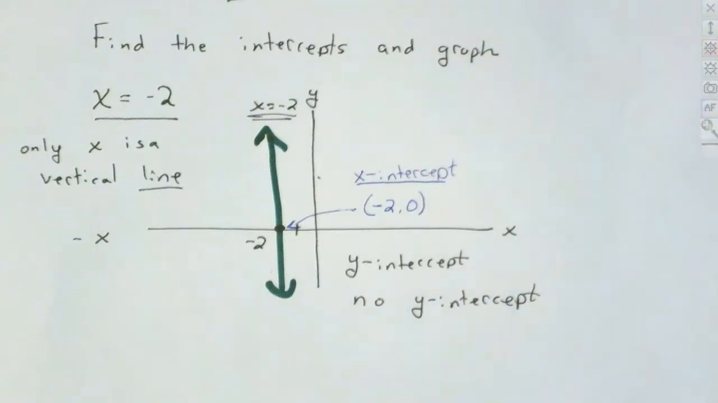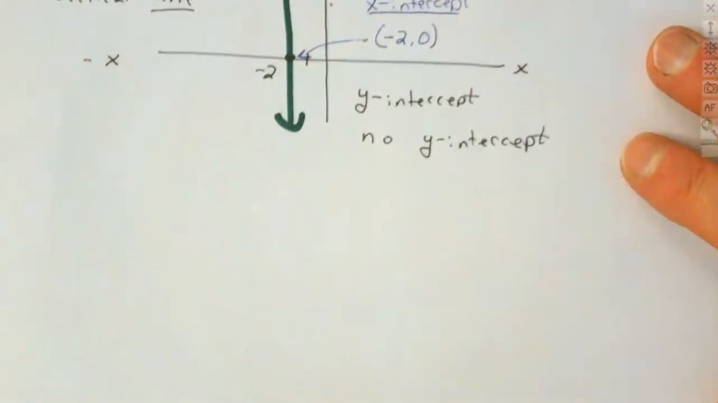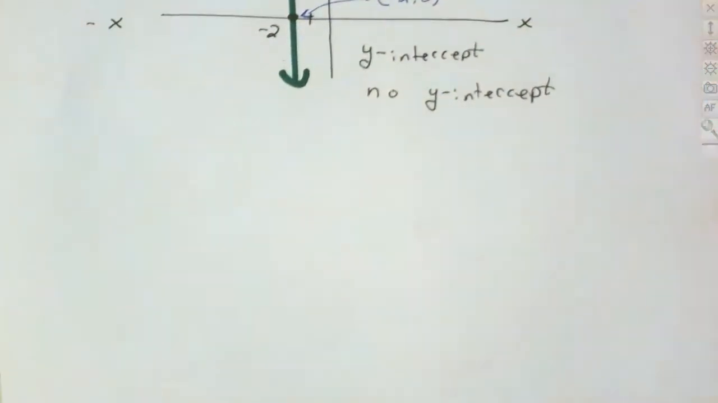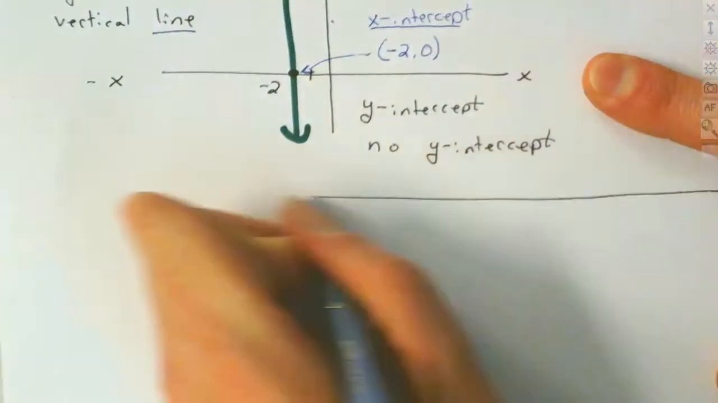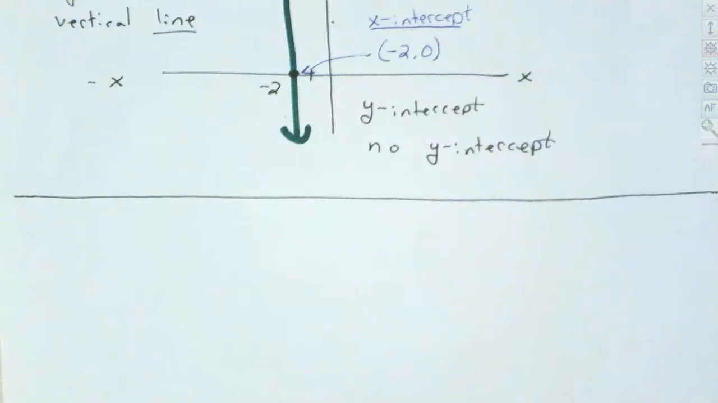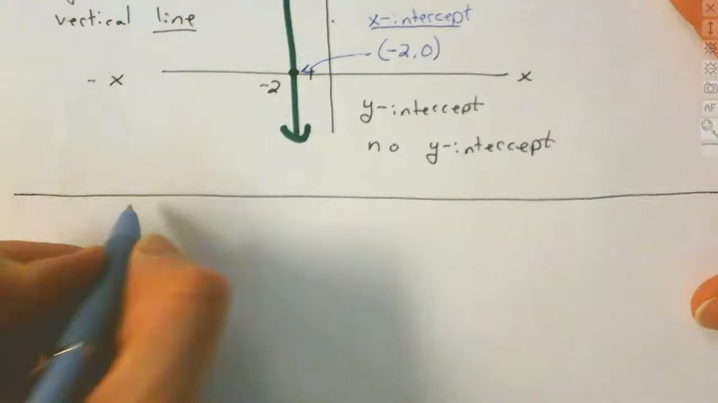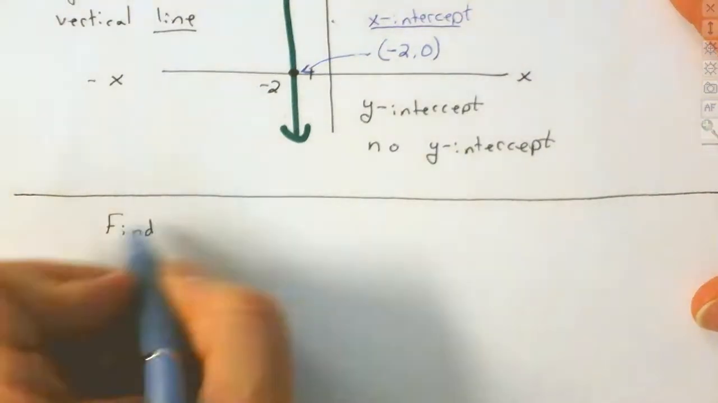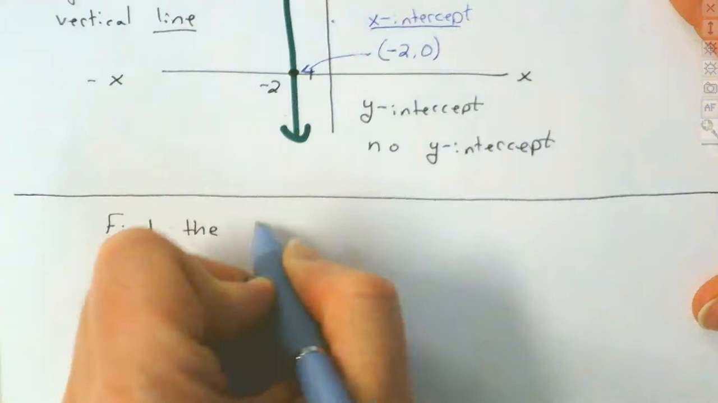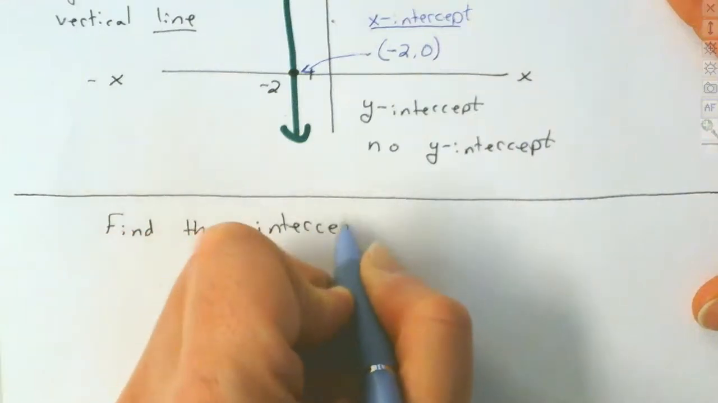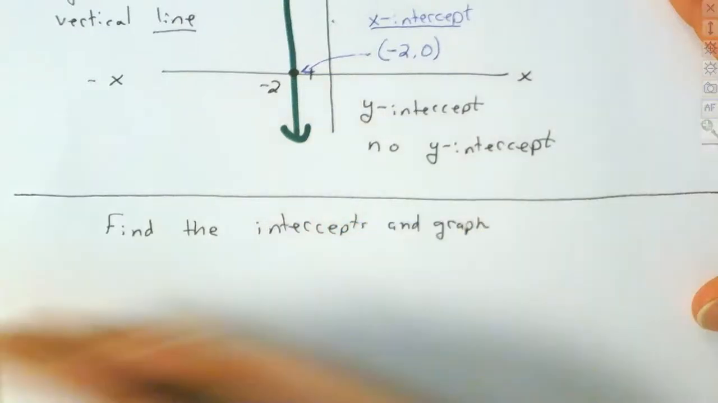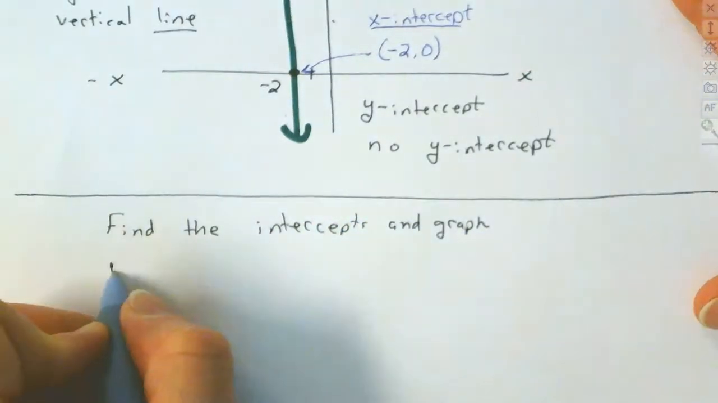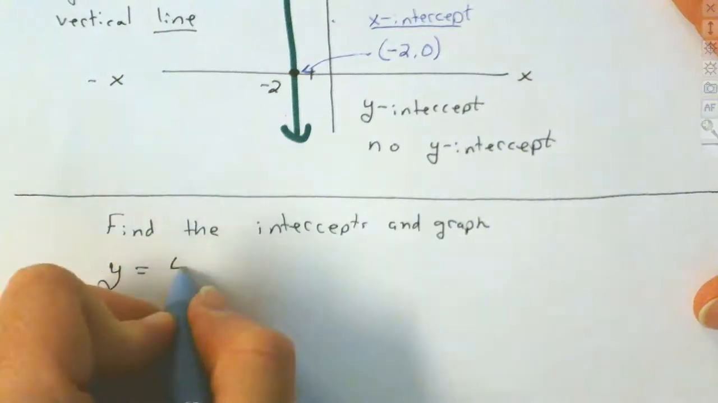All right, so what do you think about a y line? If x is vertical, then when you only have a y line, what do you think it's going to be? Horizontal. And we're building up to learning how to graph these equations without having to plot a bunch of points. So here's another one. So we're going to find the intercepts and graph, and let's say y equals 4.